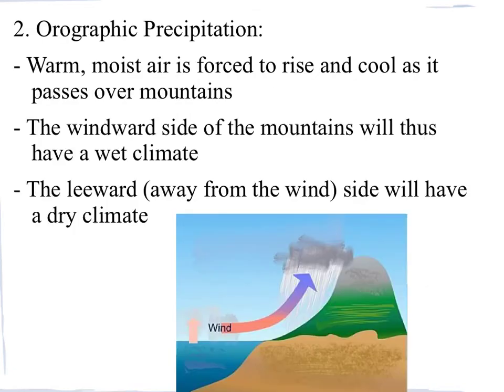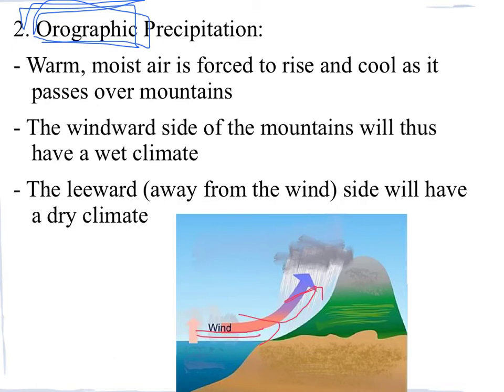Another type is called orographic precipitation. A tricky word. Make sure you remember it. It's not Oreo like the cookie. Orographic precipitation. This is due to mountains. When this happens, warm, moist air is forced to rise because, say, the hot air is blowing in from the water, and it hits this mountain. What can it do? It's not just going to stop. It's going to keep on going, but it has to move up.